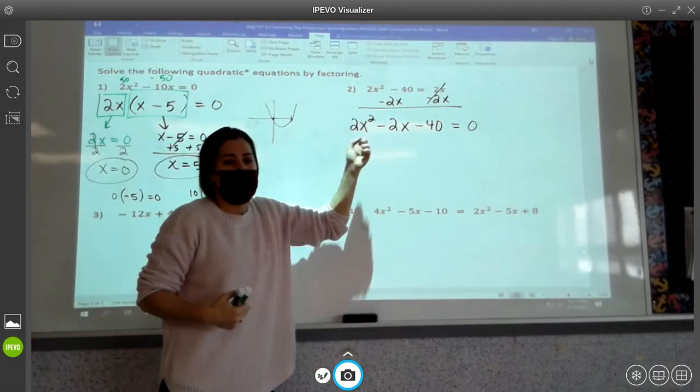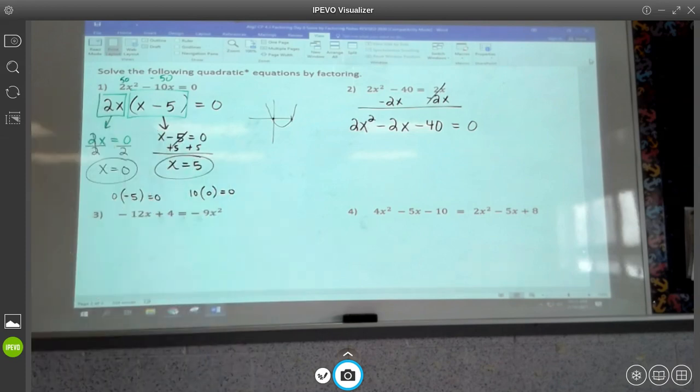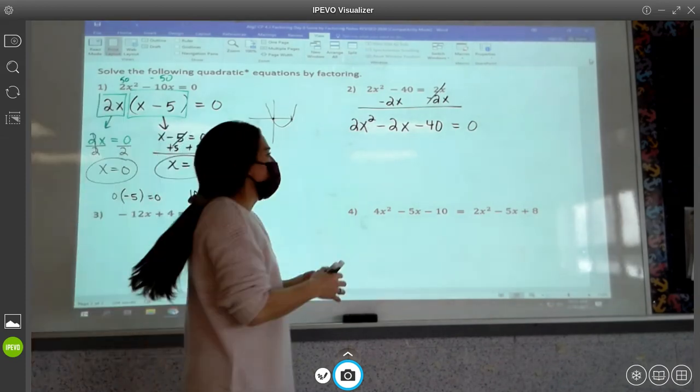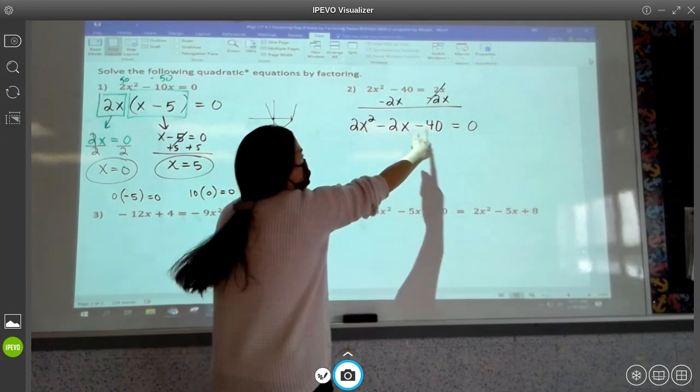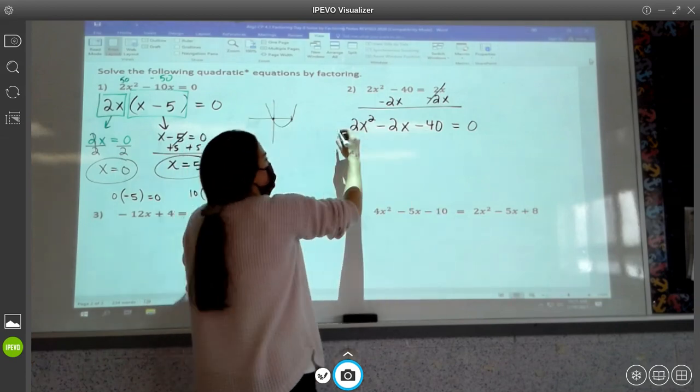All right, now we factor. What do we always look for first? We always look for a GCF. Take the GCF out. It will make this easier to factor. So what do they have in common? A 2. Let's take it out.